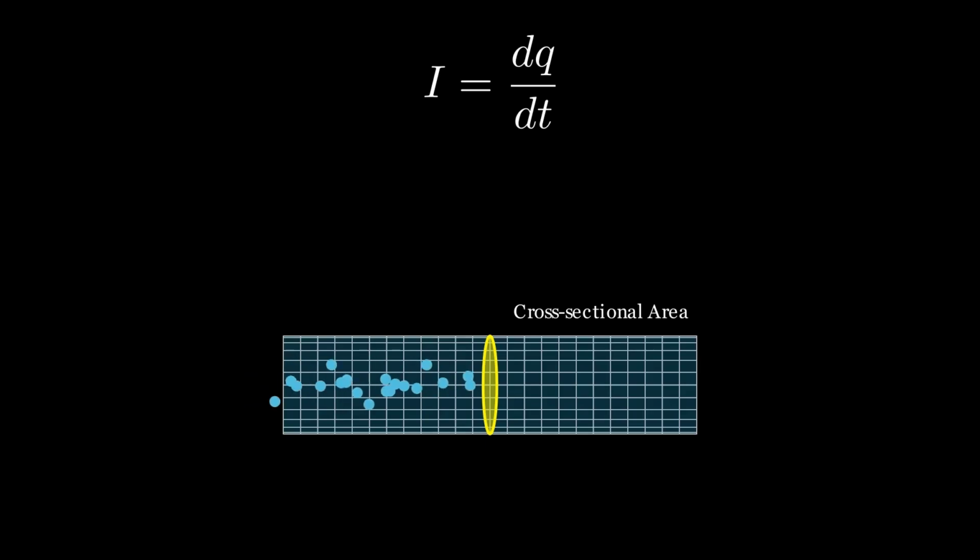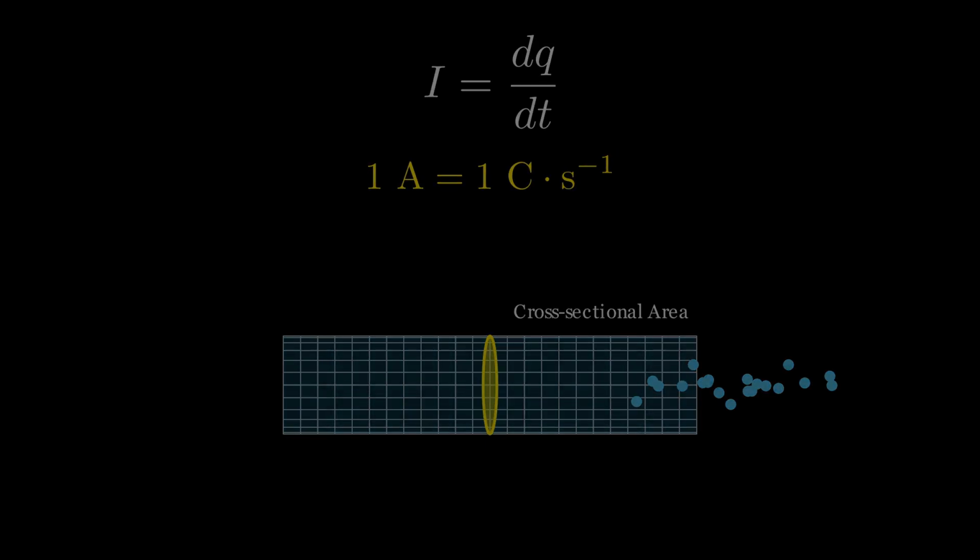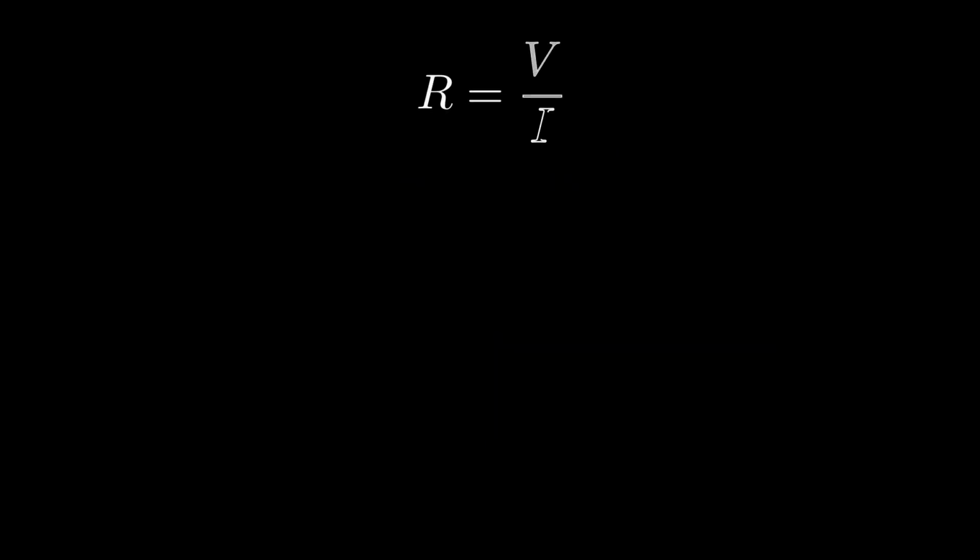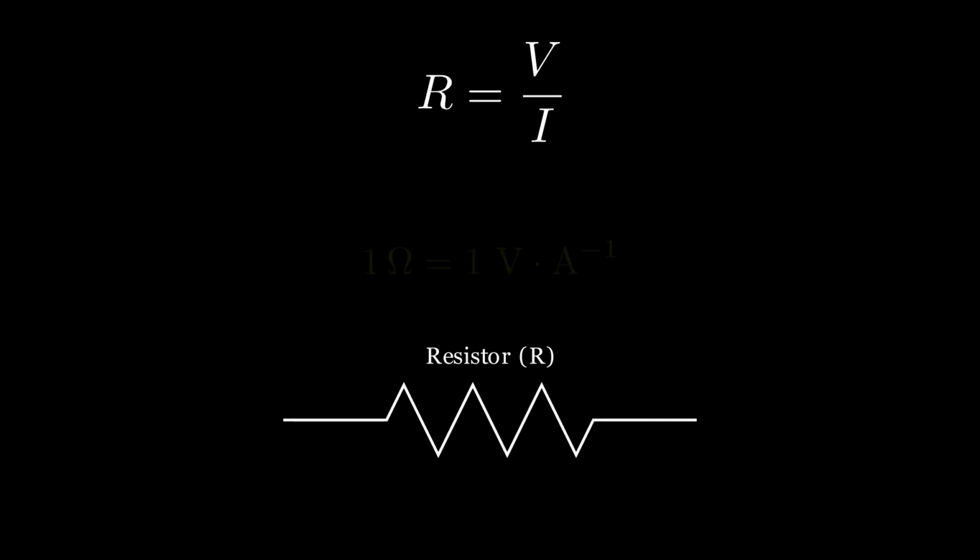The electric current running through a wire is defined as the rate of flow of charge through the cross-sectional area of the conductor. The unit for this is the fundamental SI unit ampere, or 1 coulomb per second. Resistance R is the quotient of potential difference and current. This unit, the volt per ampere, is denoted using the Greek letter omega and is known as an ohm.